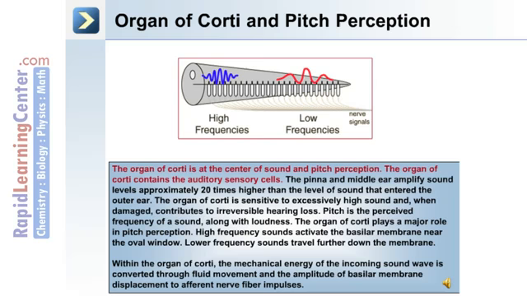Pitch is the perceived frequency of a sound along with loudness. The organ of Corti plays a major role in pitch perception. High-frequency sound activates the basilar membrane near the oval window. Low-frequency sound travels further down the membrane. Within the organ of Corti, the mechanical energy of the incoming sound wave is converted through fluid movement and the amplitude of basilar membrane displacement to afferent nerve fiber impulses.